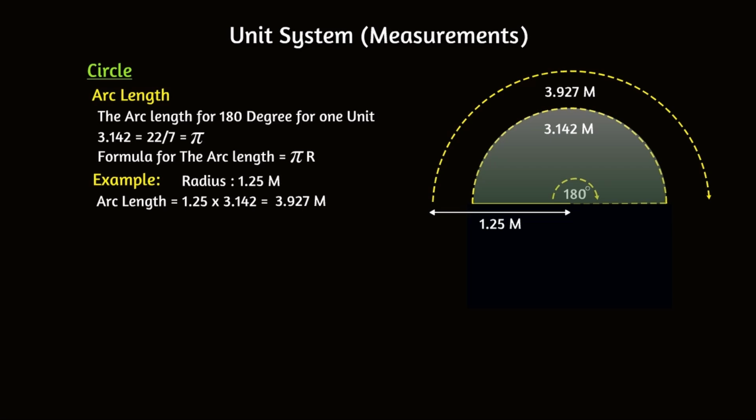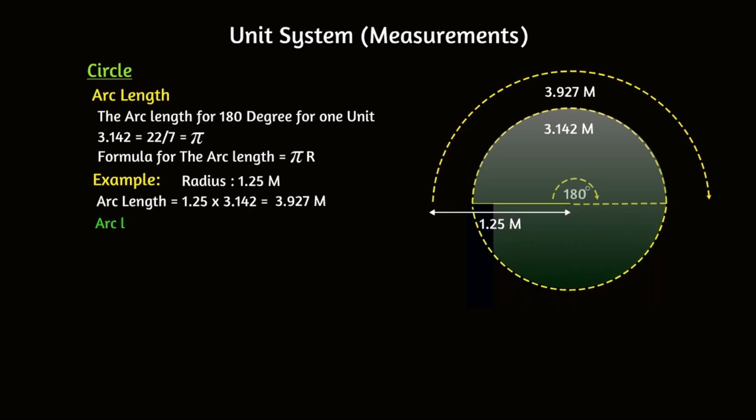Now, when we combine two semicircles, we form a full circle. This means the arc length of a full circle is 2 multiplied by pi multiplied by the radius.